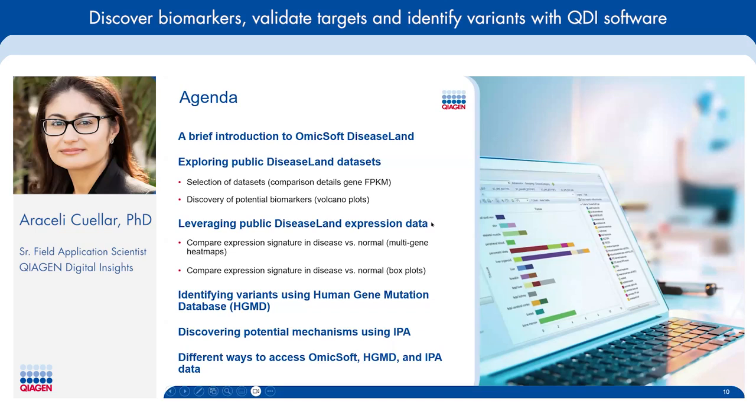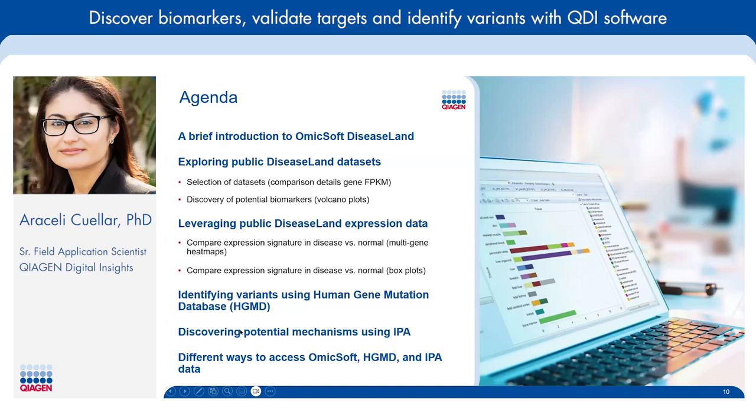We'll then take a look at how you can leverage public expression data, allowing you to identify how your genes that may be of interest are expressed across different conditions through the use of multi-gene heat maps, and then how you can also generate some box plots as well. Now, because we do have a wide variety of different softwares for different types of applications, we'll take a look at how you can then take the information that you obtain from OmicsSoft, and use the Human Gene Mutation Database to identify variants for those genes that you identify within the OmicsSoft Lands.